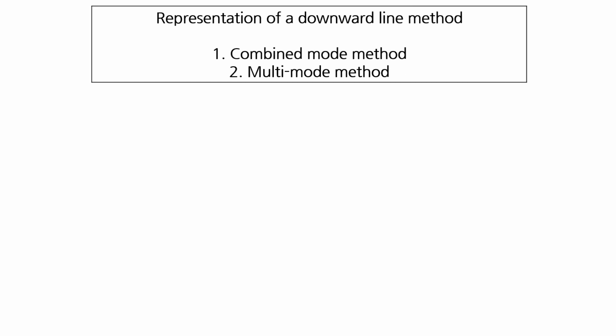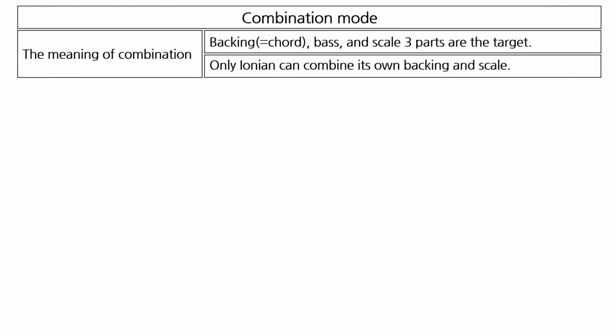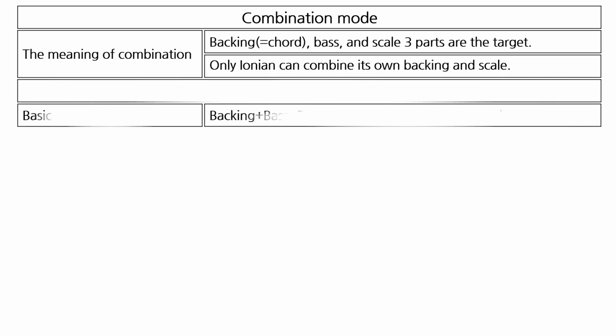Now, let's take a look at the two expression methods of the downward line method, the combined mode and the multimode method. In combination mode, the object of combination is chord, bass, and scale 3 parts. Only Ionians can scale themselves with chord backing. In other words, 6 other modes besides the Ionian always require a combination with the Ionian.